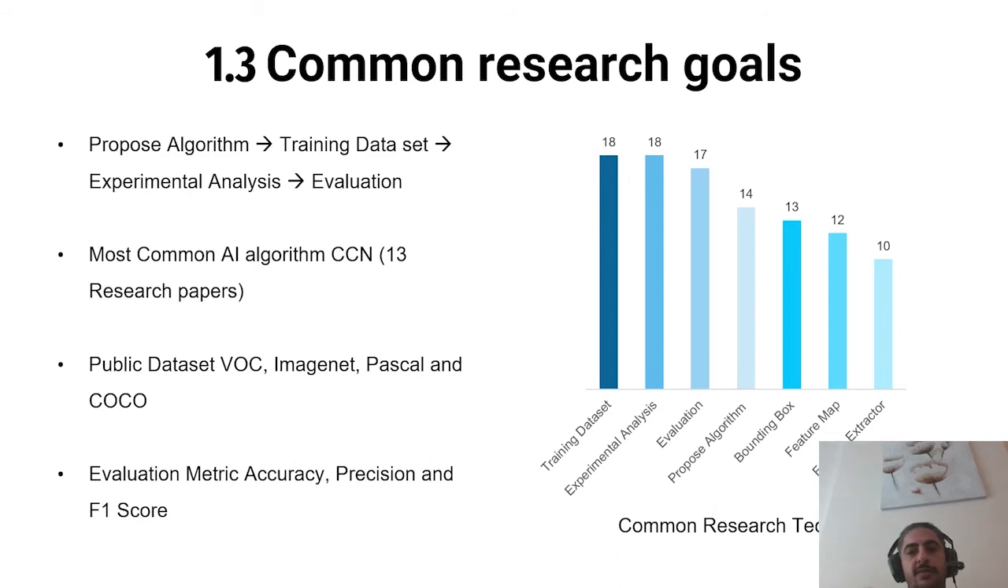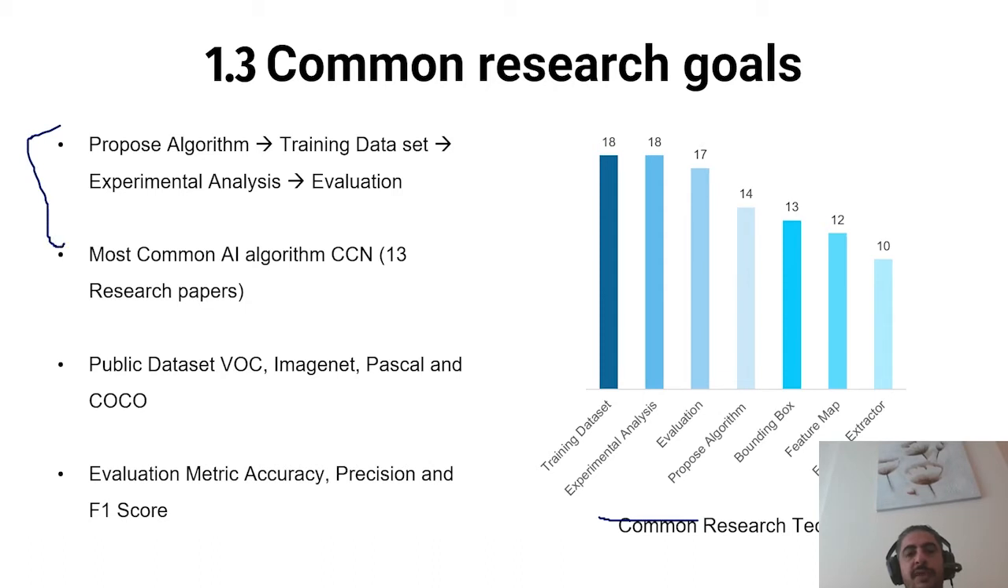We are still in the common research goals. We have shown the most common research technique in the graph, which shows experimental analysis, the training dataset, and evaluation is the most common technique. Furthermore, most of the papers follow this approach.